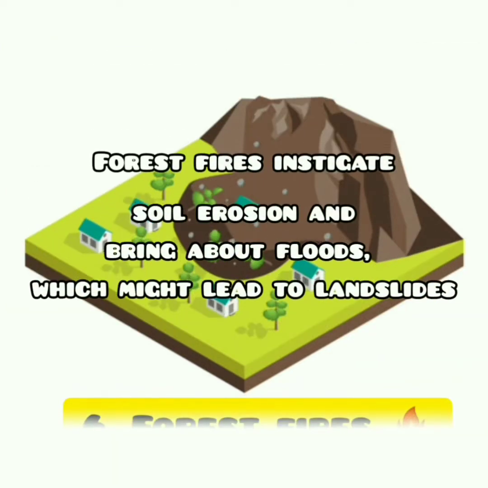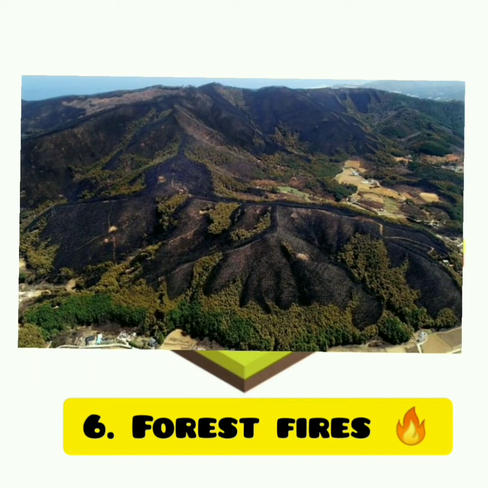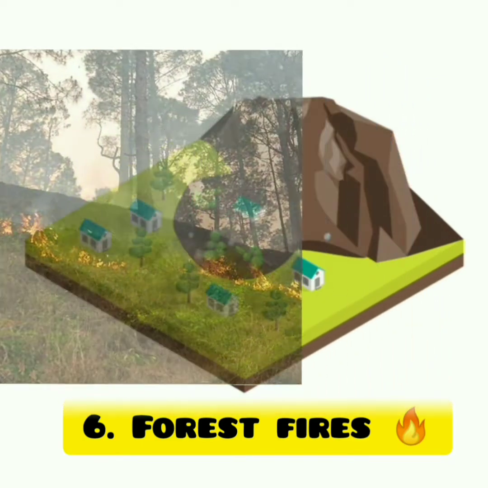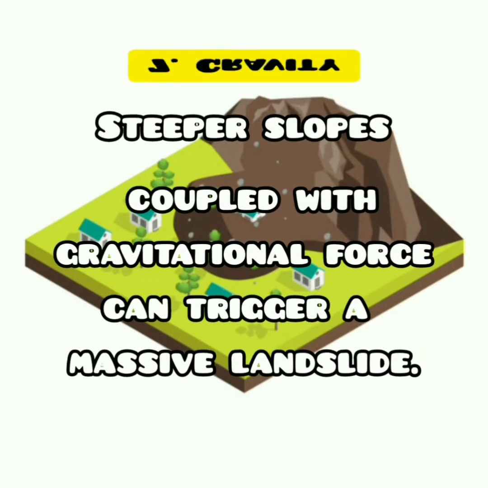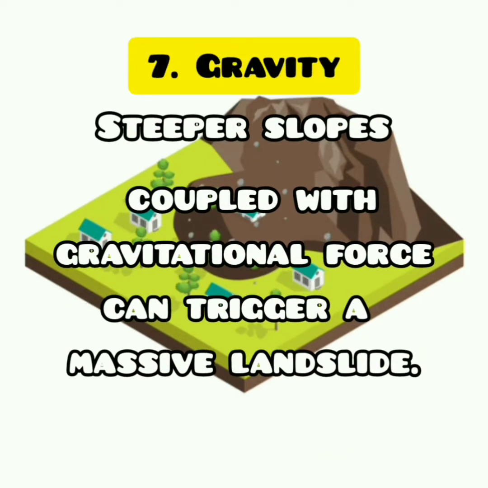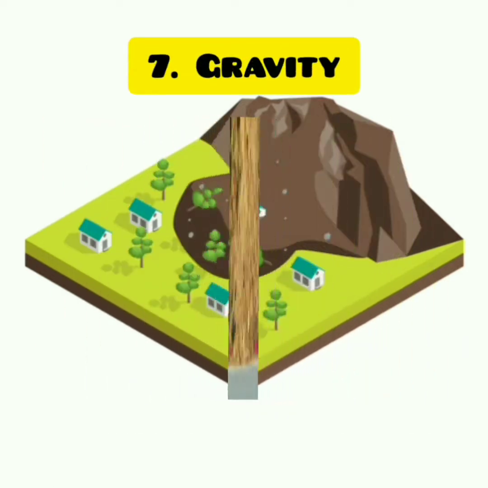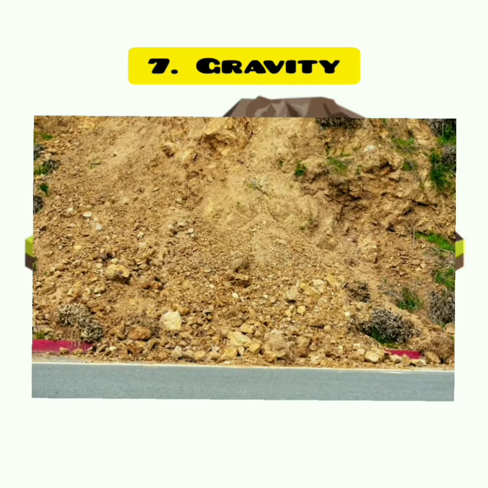Forest fire is also a natural cause of landslide. Forest fire instigates soil erosion and brings about flood, which might lead to landslide. Last but not least, the natural cause of landslide is gravity. Steeper slope coupled with gravitational force can trigger a massive landslide.